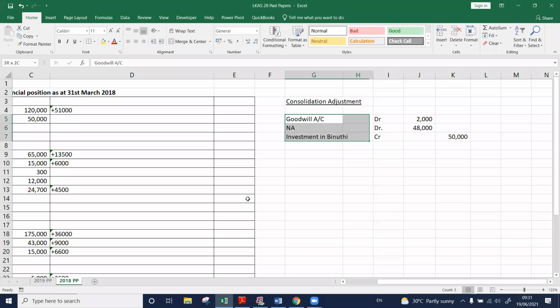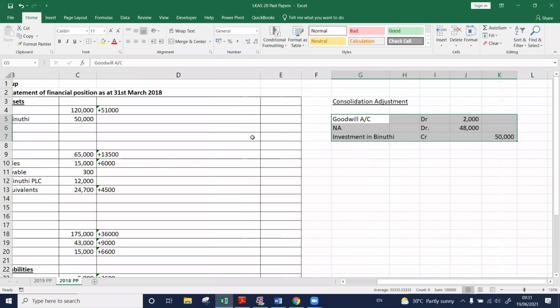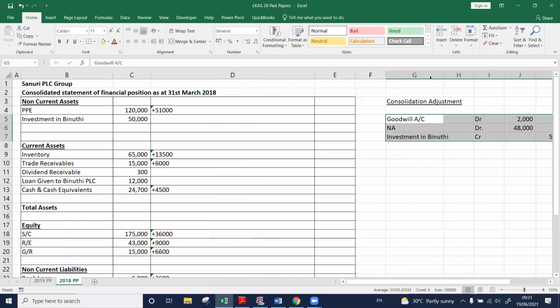So these are the consolidation adjustments, right? Shown through the double entry, this is how the 2,000 has been generated. Net assets debit 48,000, investment value credit 50,000. As a result of this, goodwill has been generated worth 2,000. Right.